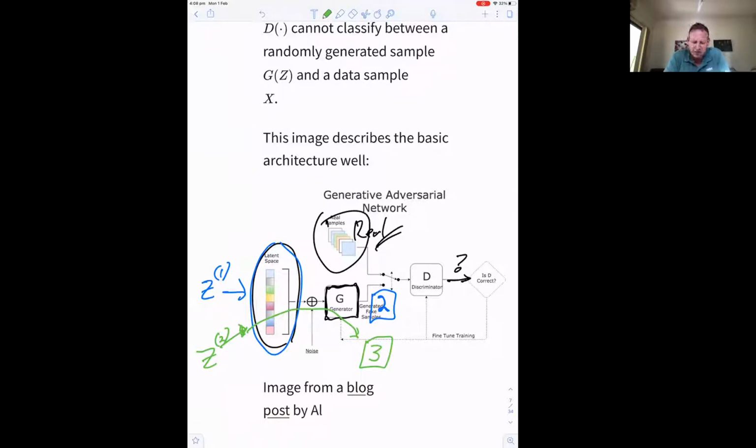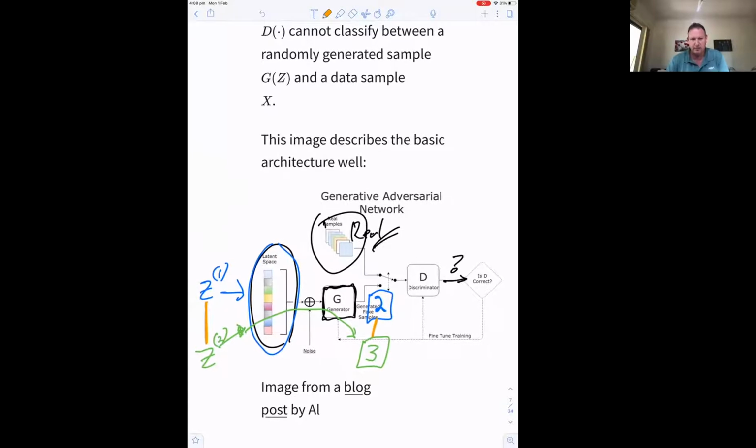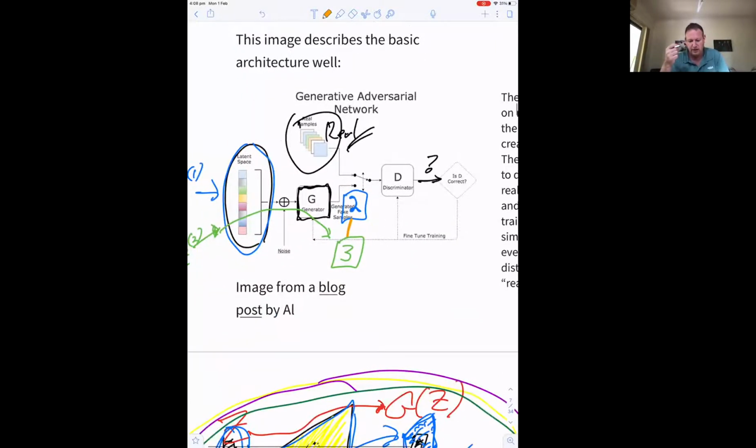We can already do something simple: let's take linear interpolations between these two random noise points and see what this does to this 2 and 3. And we can do much more with the latent space, but this is at least the first toy thing we can do with it.